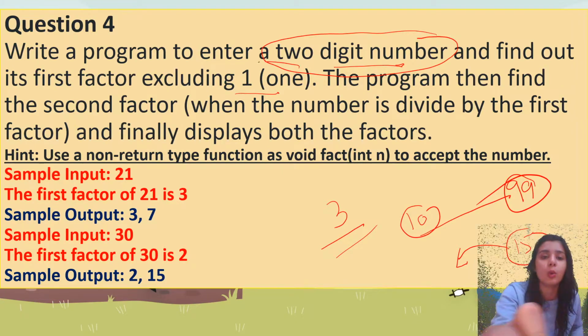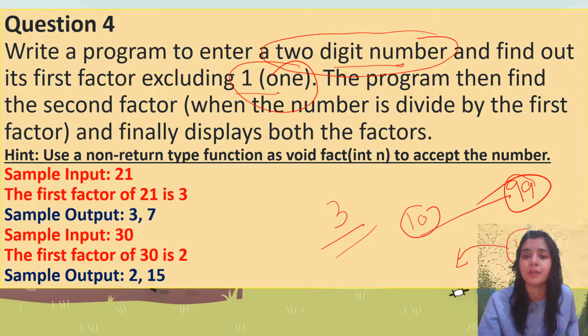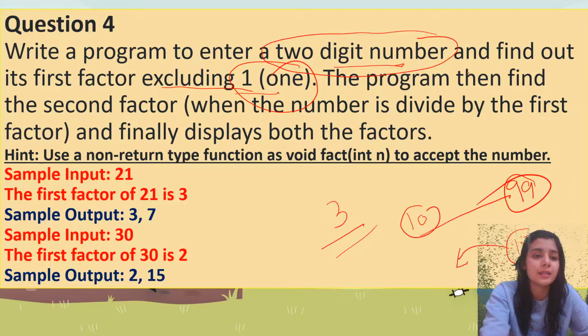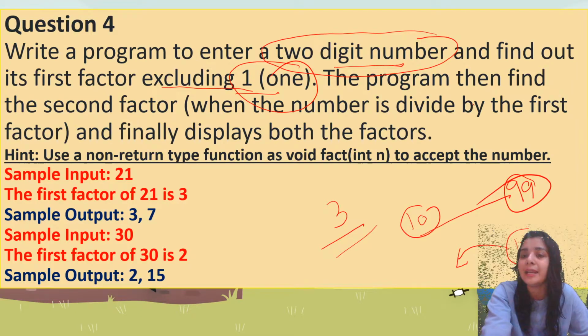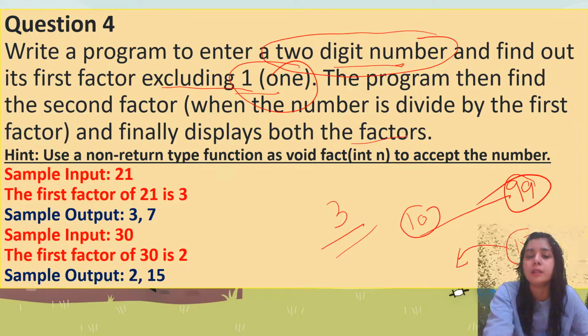Excluding 1. As we know that 1 divides every number, that's why we are excluding 1 here. So the program then finds the second factor. So we have to write the code for that. Through that first factor, we will find the second factor. So when the number is divided by the first factor, and finally the program displays both the factors.